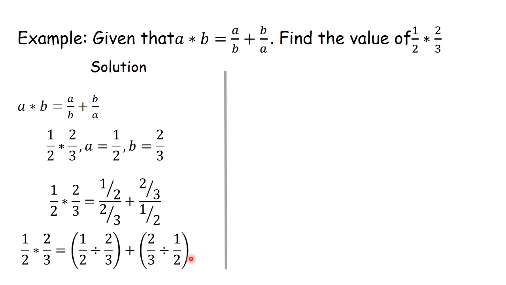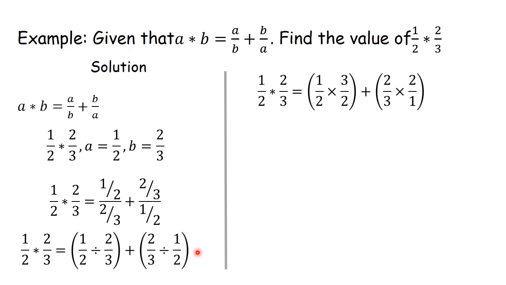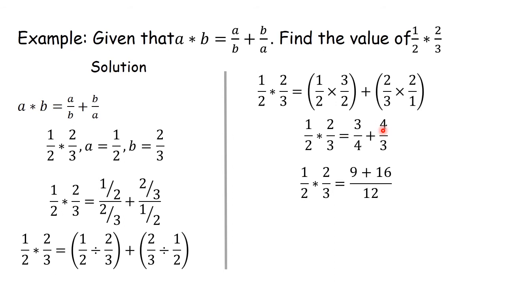And we all know that when we are dividing fractions, we multiply by the reciprocal, so we shall have a half times 3 over 2, which is the reciprocal of 2/3, then plus 2 over 3 times 2 over 1, which is the reciprocal of a half. So that will give us 3 over 4. 1 times 3 is 3, 2 times 2 is 4, and then 2 times 2 is 4, 3 times 1 is 3. So it will give us 3 over 4 plus 4 over 3.